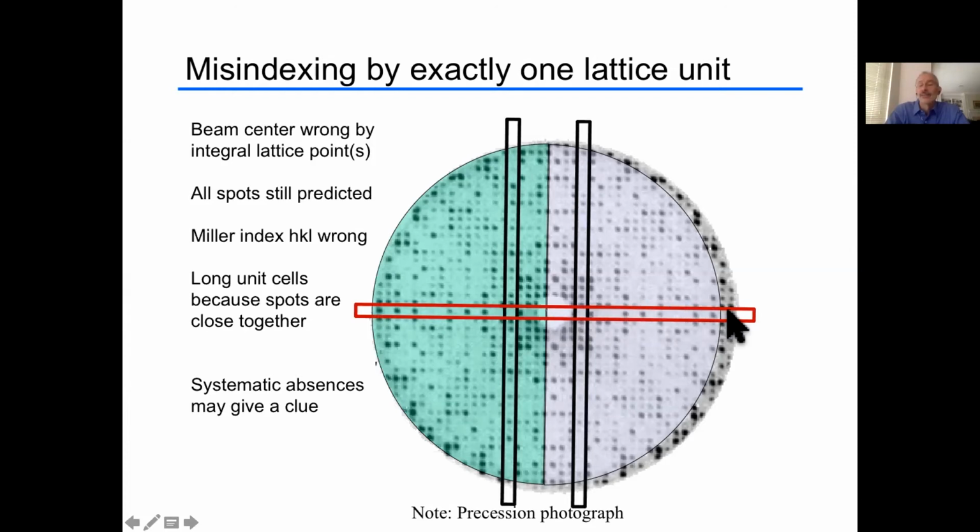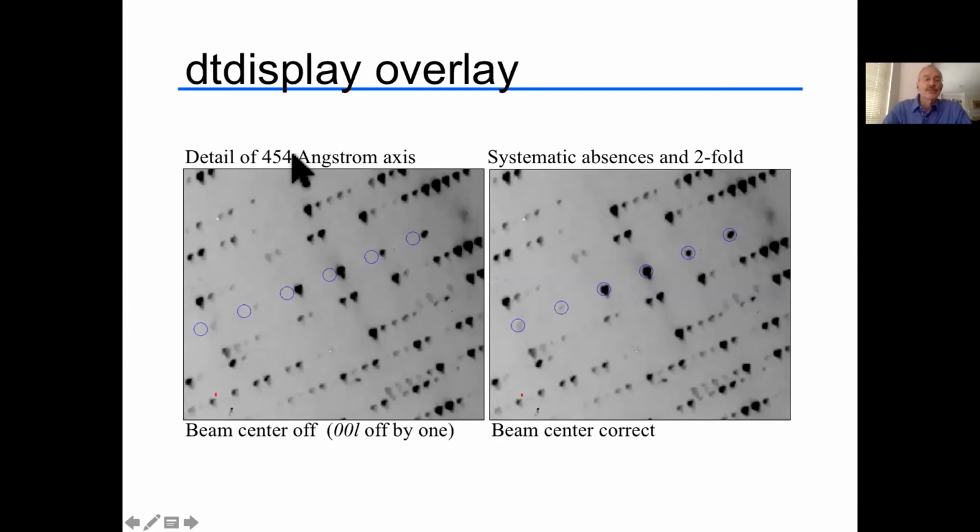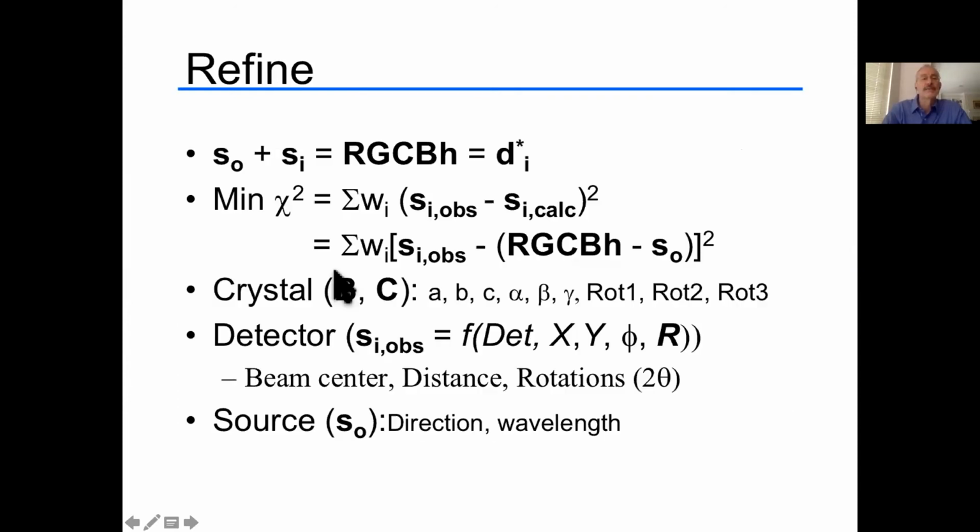If we look at systematic absences, which I'm not going to go into, for this crystal, every other spot on this row highlighted here by the red box should be present, but only the even ones should be there. And this is in the other direction. So as an example here, this was a 454 angstrom cell axis, and it was misindexed so that this spot was thought to be absent, and this was meant to be strong. But if we do the plots where it's incorrect and where it's correct, we can immediately see that the beam center was off by about a lattice point there.